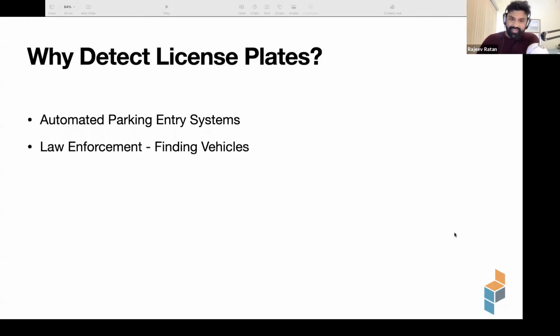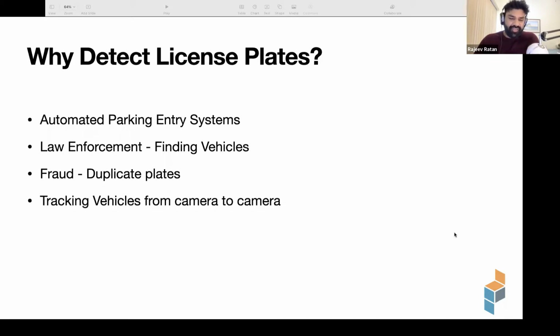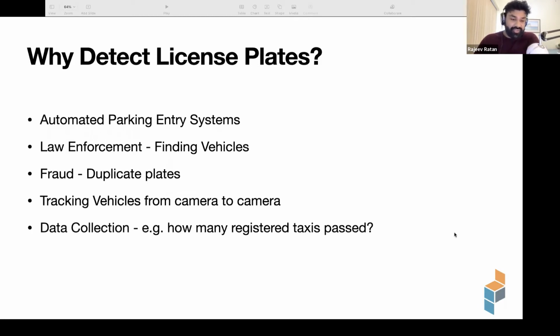Or law enforcement can use it if they have it on enough CCTVs, can quickly find vehicles if you're trying to find a criminal or someone escaping. You can do fraud detection with people who have fake or duplicate plates. You can track vehicles from camera to camera as well using the license plate. You can even do some cool data collection, like if you want to see how many registered taxis, because we have specific plates for taxis in Trinidad, H plates. So you can use that, or you can track rental plates or different types of things. Or you can use it for automated toll systems as well.